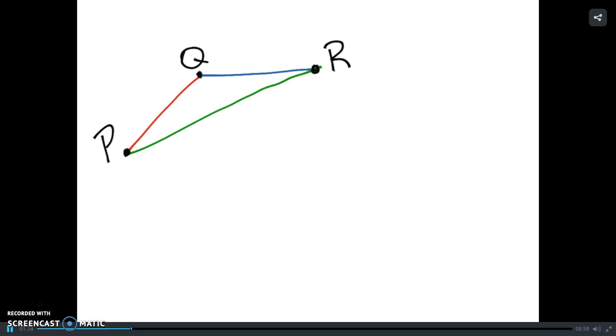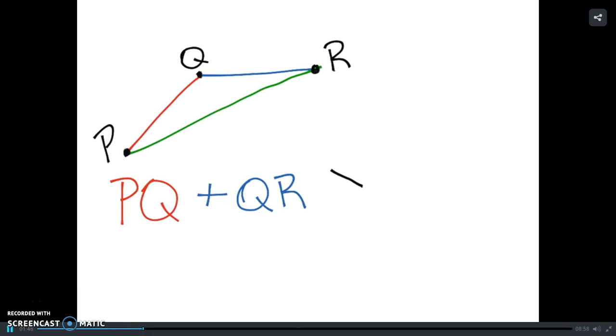This theorem says if you add up any two sides of the triangle, for example, we're going to add up PQ plus QR, those two sides of the triangle added together have to be bigger than the third side of the triangle. So we added PQ and QR, so the third side of the triangle is PR. So we have to add PQ and QR, and they have to be bigger than PR. And that'll work for any three sides, if you add up any two sides of the triangle.